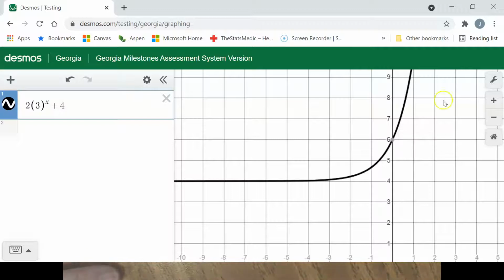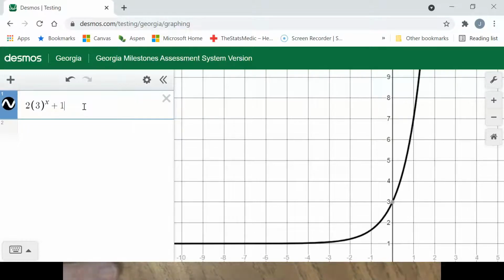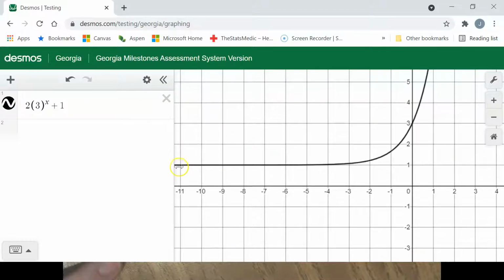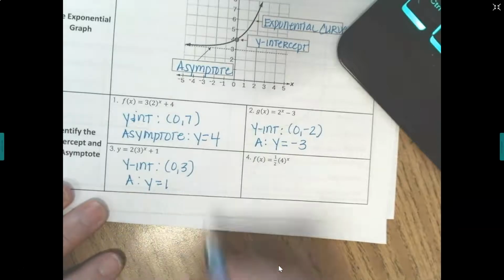Oh, sorry, it's plus 1. Let's change that. It's just plus 1. 2 times 3 to the x plus 1. There we go. There's our y-intercept. It is at (0, 3). And then our asymptote, take a look. It's really flat out here, so I'm just going to follow that straight across until I get to my y-axis at 1. So I'm going to say y equals 1.